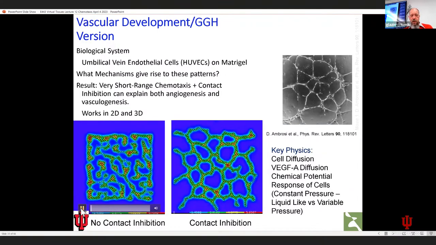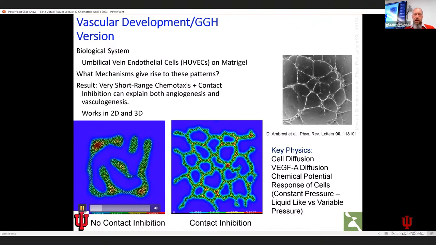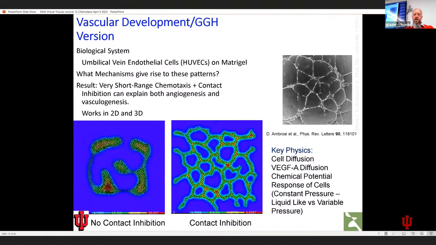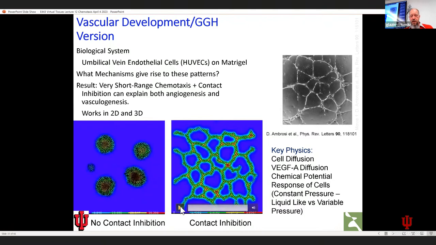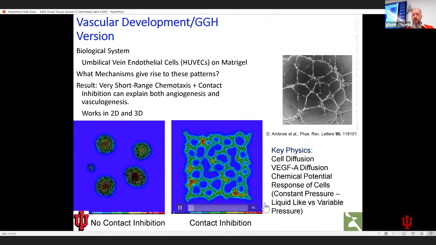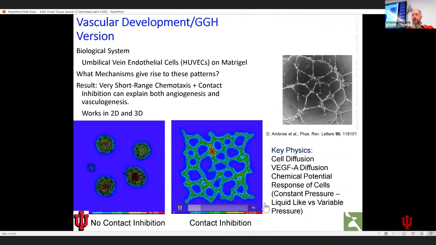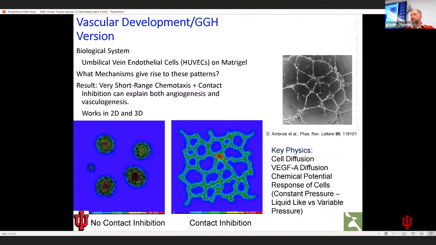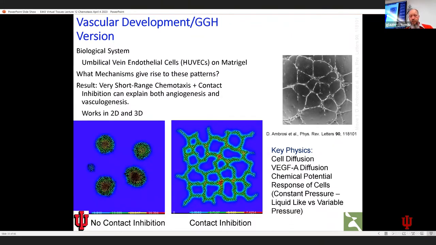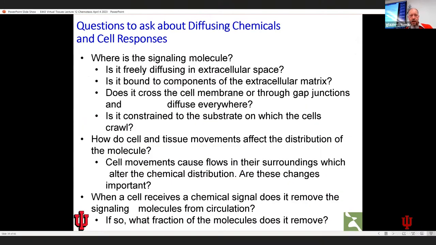And in the case where all the cells secrete the chemical and respond, they do what you would expect, which is they form blobs. They cluster like that. But if I say that the surface where the cells are touching each other doesn't respond to the chemical, they organize to form struts. And so there are a lot of questions we can ask about this.